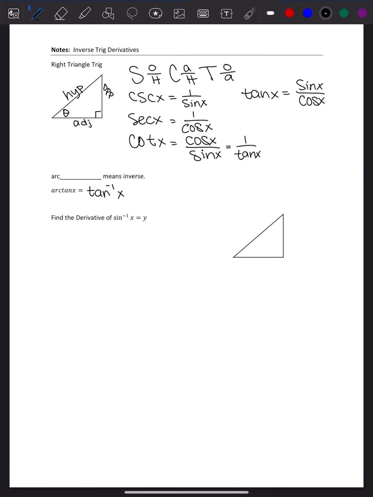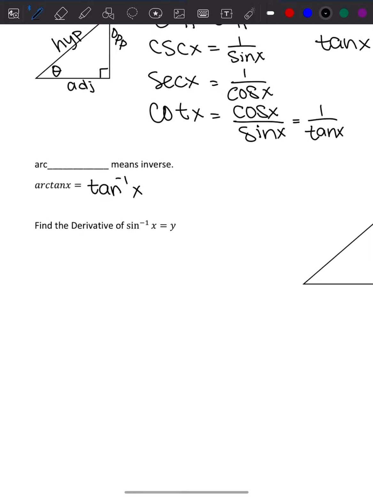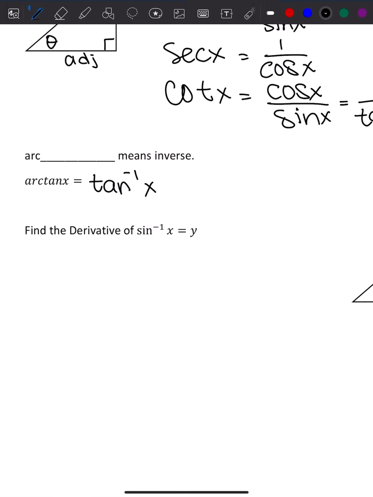So I'm going to show you guys how to find a derivative no matter what, but there are going to be faster ways. So find the derivative of sine inverse of x equals y. The first thing we're going to do is, if we don't know the derivative of an inverse trig function, we need to get rid of it.